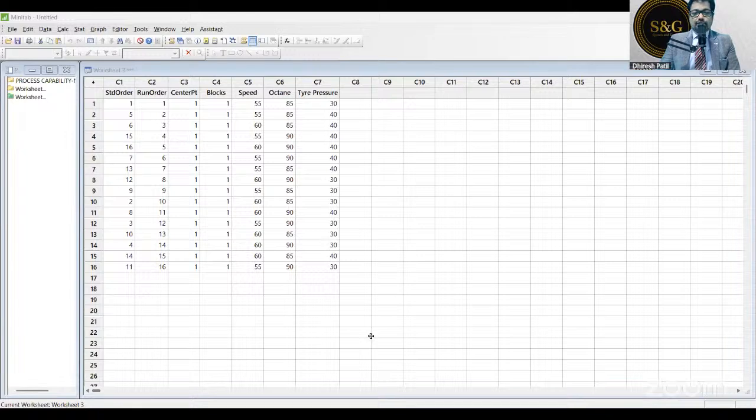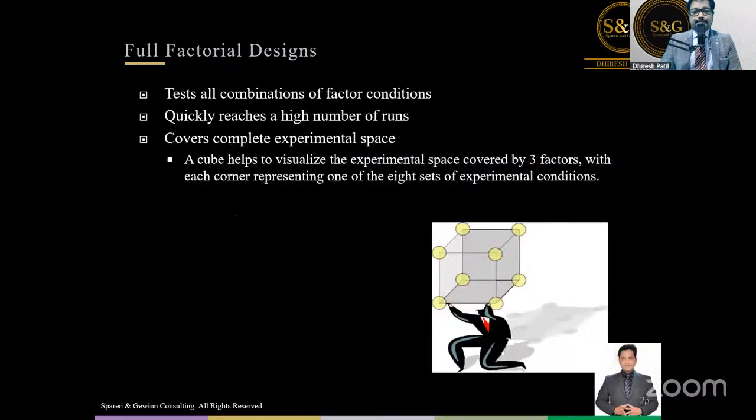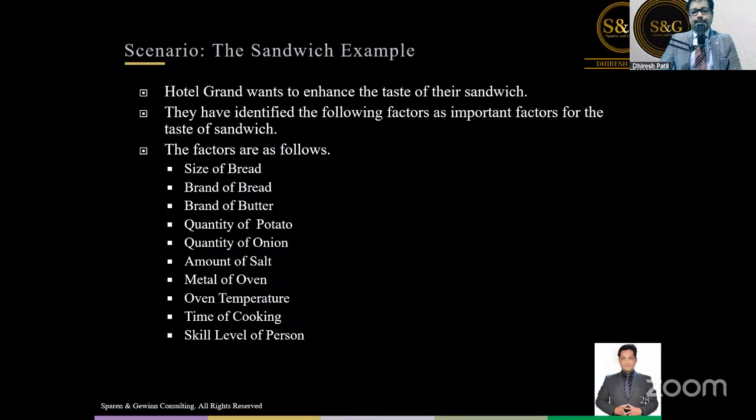Very good, superb. Now, once we have understood what is OFAT, what is the keeper strategy, how to create full factorial manually by hand, how to create full factorial design with Minitab, and what the terminologies are, now let's see one real experiment which was done. So you can look at this. Hotel Grand wants to enhance the taste of their sandwich, similar to the KMPL example.